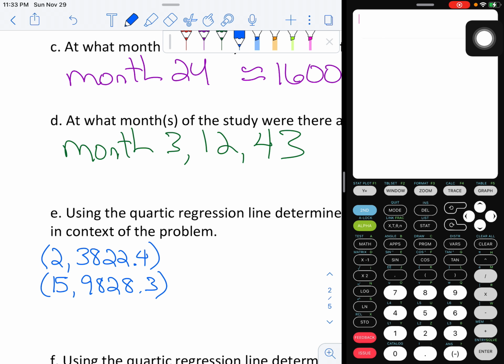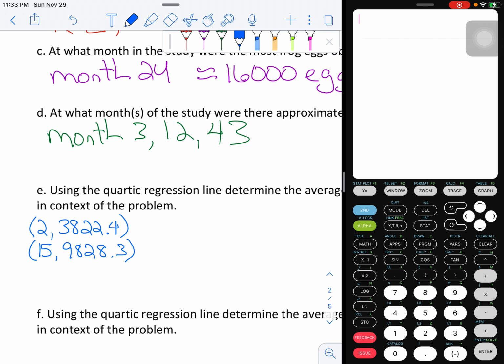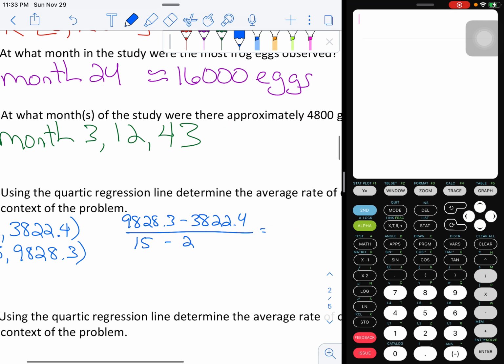Okay. And what I'm going to do here is now use average rate of change, which, remember, it's just slope, and I'm going to find the slope between these 2 points. So take one of your y values, subtract your other y value, divided by your x values subtracted as well, okay?